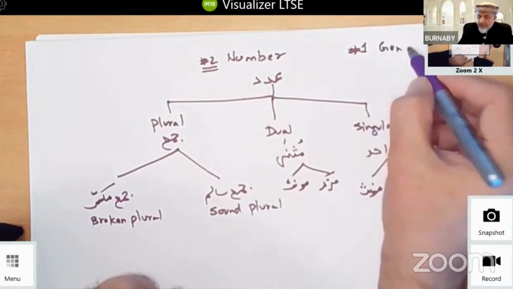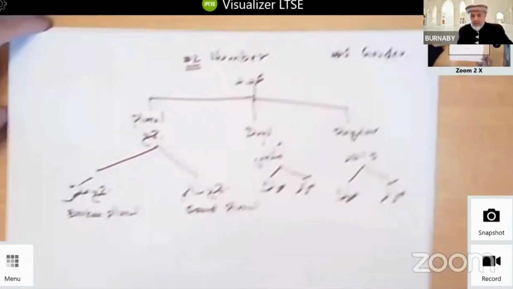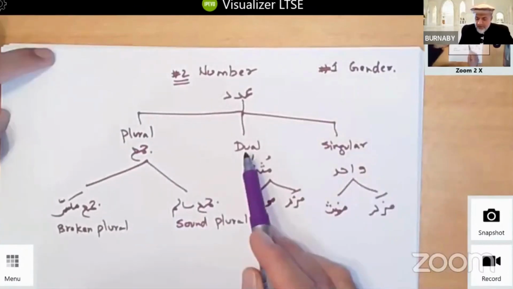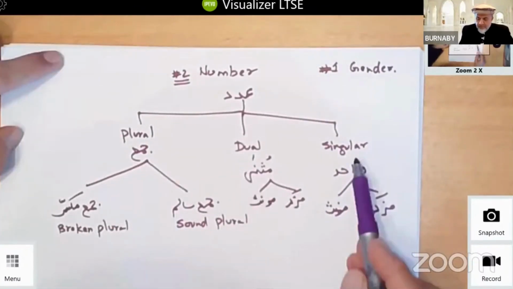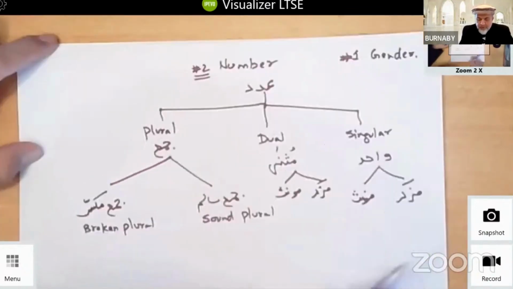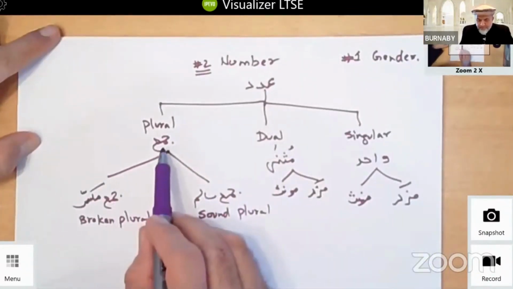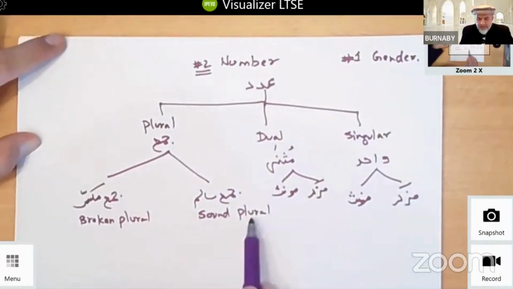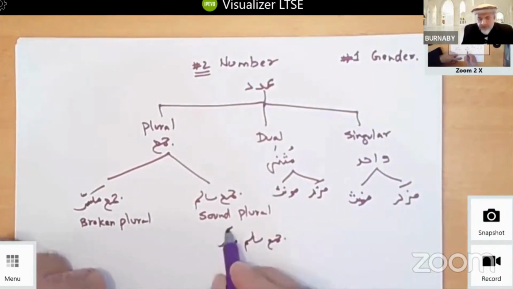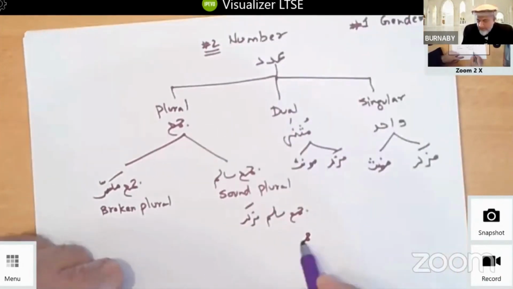Gender. Does gender play a role in the number? Yes, it does. Singular and dual, I don't see much difference. But when it comes to Jama, in the Jama Salim category, we can have Jama Salim Mudhakkar and Jama Salim Muannas.